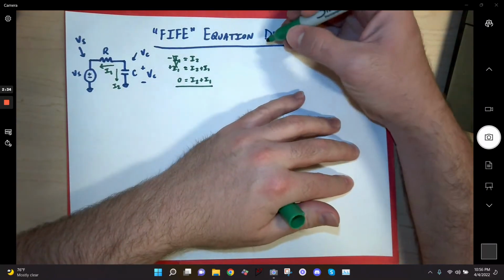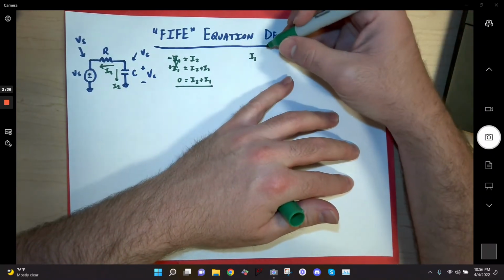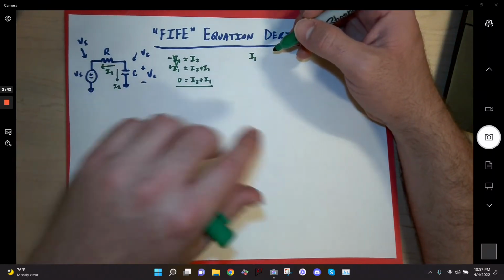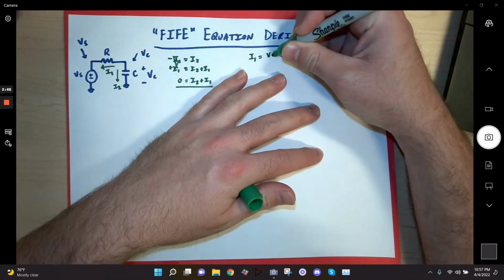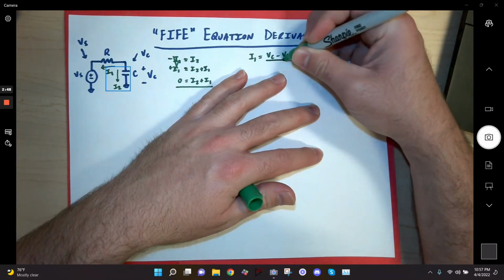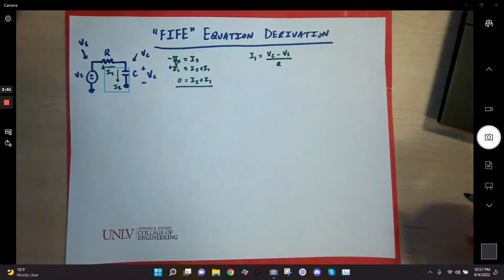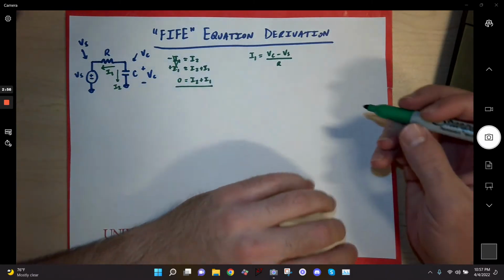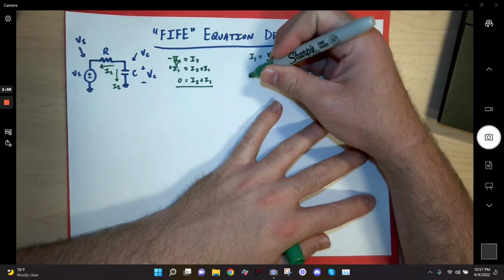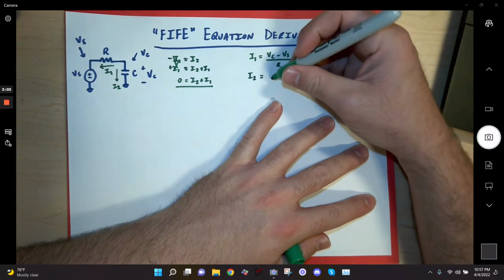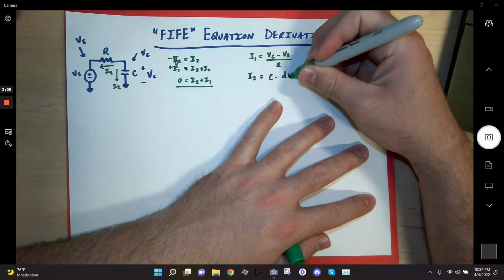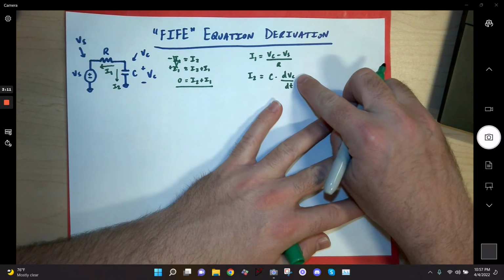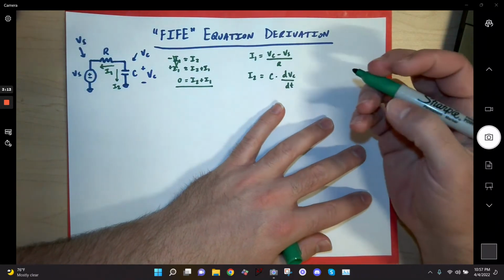Okay, so in that case, let's write an equation for I1. I1 is equal to Vc minus Vs divided by R. That's just Ohm's law, right? The difference in voltage across the resistor over the resistance. And then I2 is my capacitor current, which we've seen before. It's going to be C dVc dt, right? It's the change in capacitor voltage with respect to time multiplied by C.